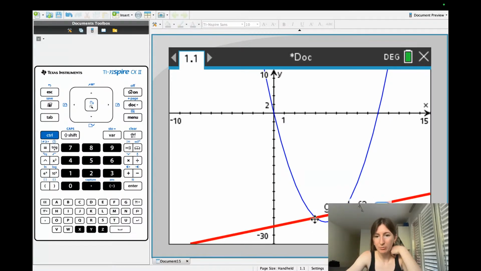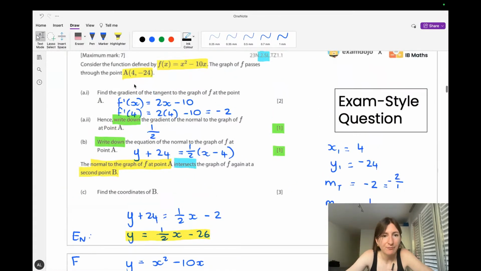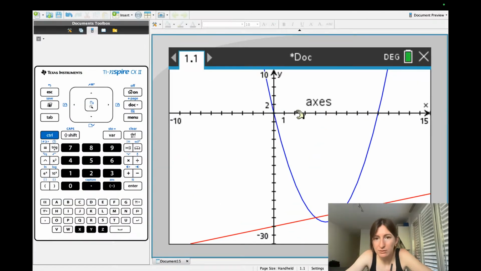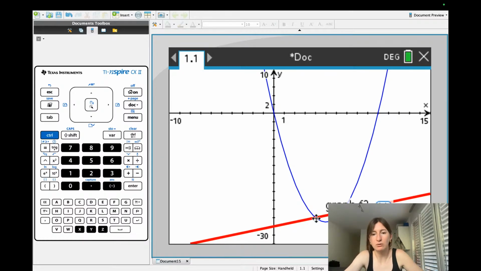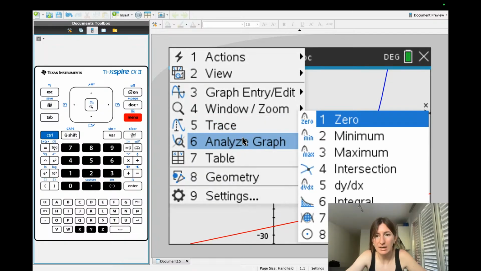So one of these is our point A and one of these is our point B. Which one do we think is which? We have 4 and minus 24. That seems like 1, 2, 3, 4. So this seems like point A. But if you're really not sure, you can just find the coordinates of both and then see which one. In fact, let's confirm that that is indeed point A.